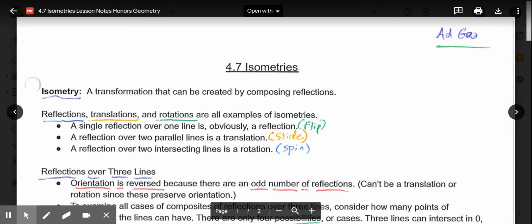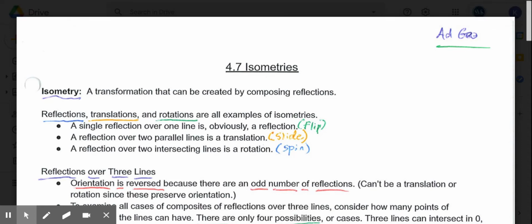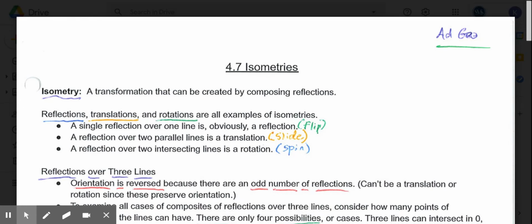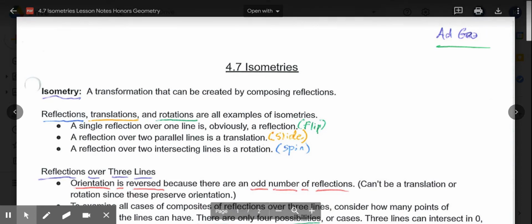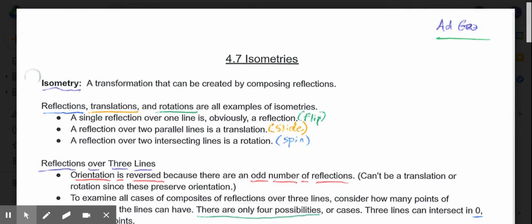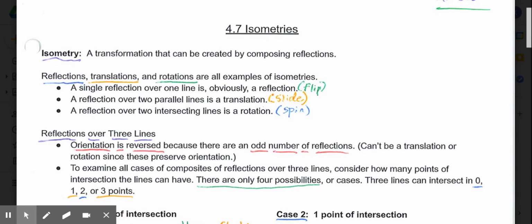Reflections, translations, or our slides, and rotations are all examples of isometries. A single reflection over a line is obviously a reflection or a flip. A reflection over two parallel lines is our translation or a slide, and reflecting over intersecting lines is a rotation or a spin. Things we've already established and looked at. So then let's get into these ideas a little bit deeper.